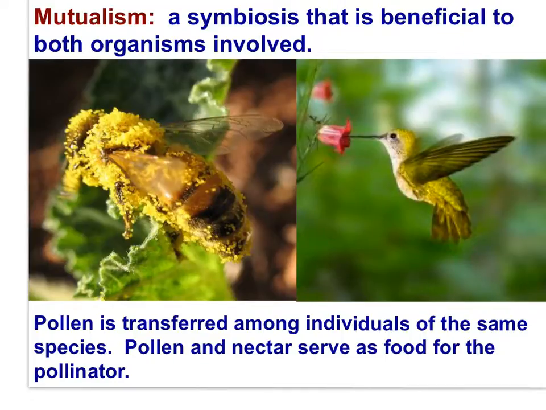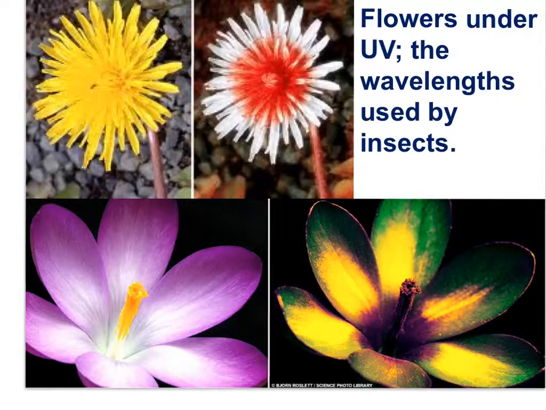Pollen is transferred among individuals of the same species. Pollen and nectar provide food for the pollinator. Insects use UV wavelengths for vision, and flowers have adapted to draw pollinators toward the center of the flower, increasing the chance that there will be contact with the anther and stigma. Flowers are adapted in many ways to accommodate the pollinator for the purposes of moving pollen to achieve the genetic variation that comes with sexual reproduction. Most flowering plants use mutualistic relationships with pollinators in sexual reproduction.